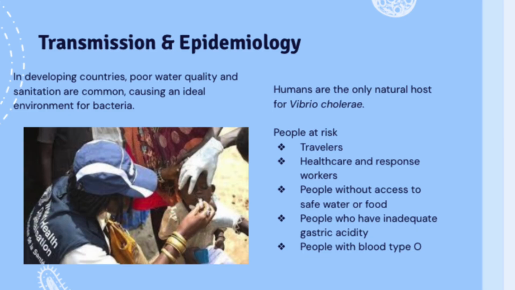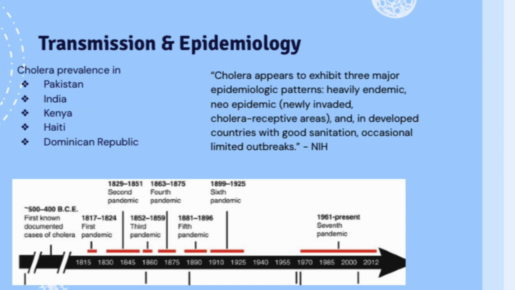In developing countries, poor water quality and sanitation are common. This causes an ideal environment for bacteria to grow. Humans are the only natural host for Vibrio cholerae. Travelers to areas where cholera is endemic or where an active epidemic is occurring are at risk for cholera infection. Healthcare and response workers, people without access to safe water or food, people who have inadequate gastric acidity, and people with O blood type are also at risk.